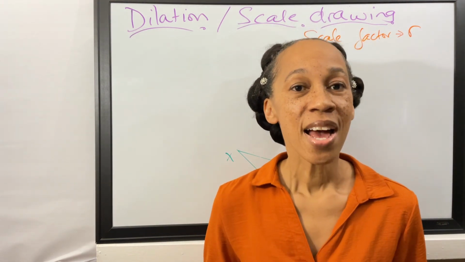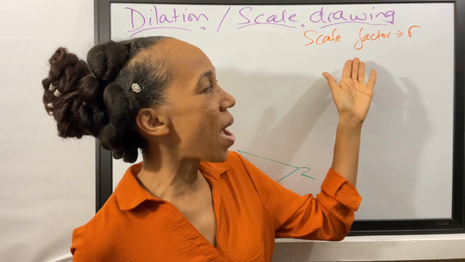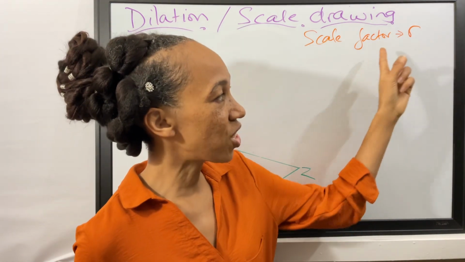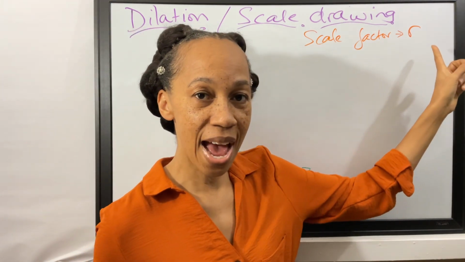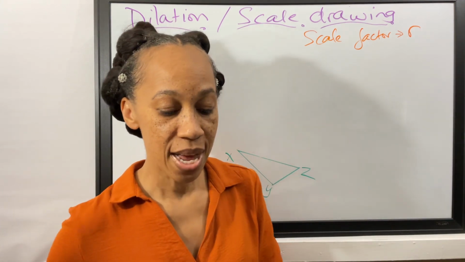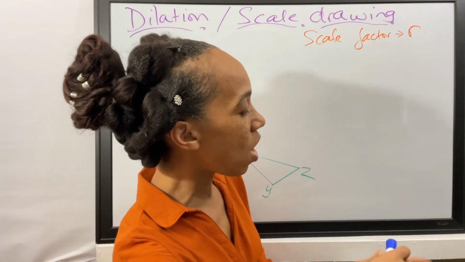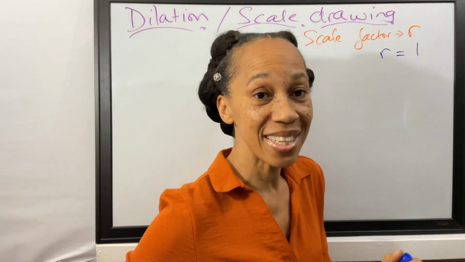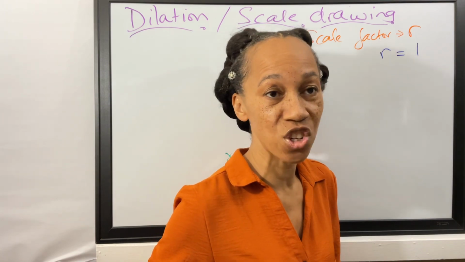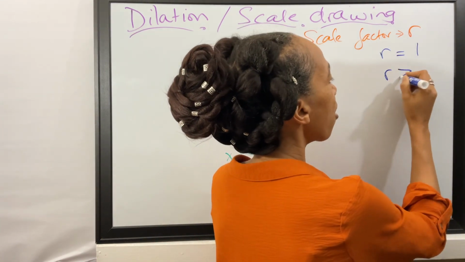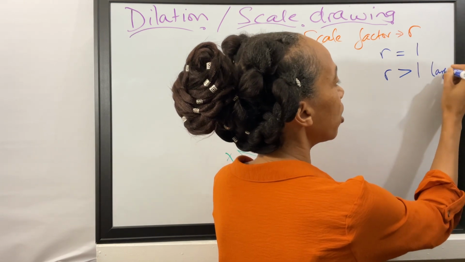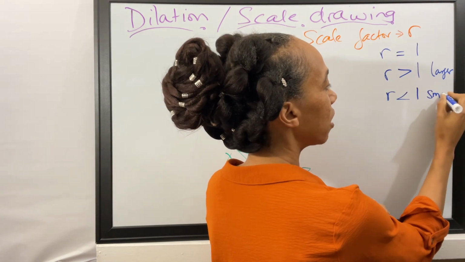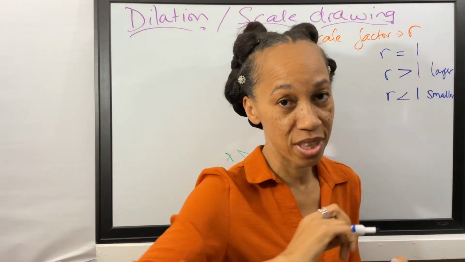Okay? Now, there is always the scale factor that is associated with dilation. Scale factor is usually written as lowercase r. That is a symbol. And when they say the scale factor r equals 1, that means the figure is the same. It does not change. Okay? Scale factor of r greater than 1, the figure gets larger. Alright? And the scale factor of r less than 1, the figure gets smaller. So you need to know those things.